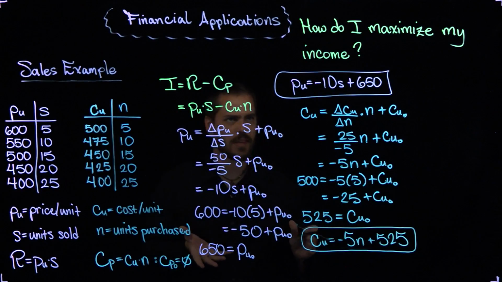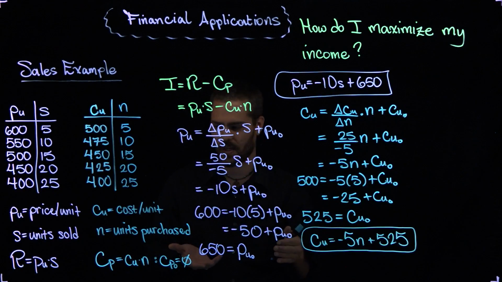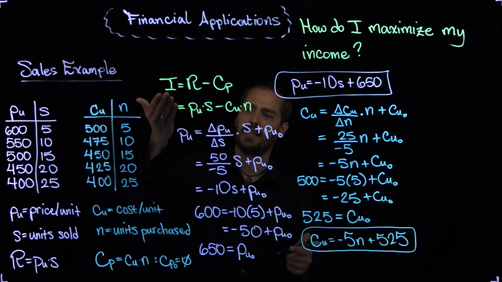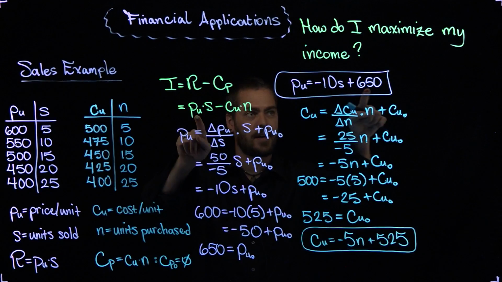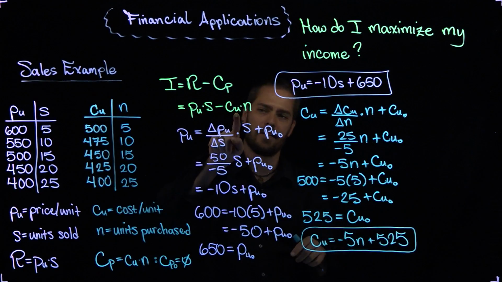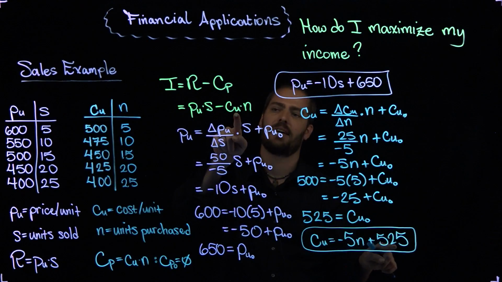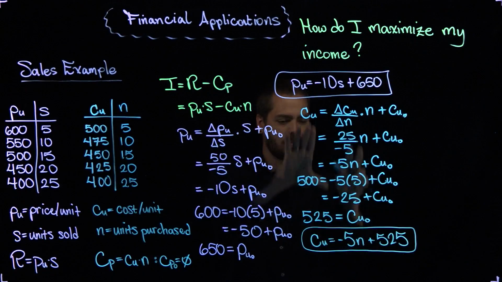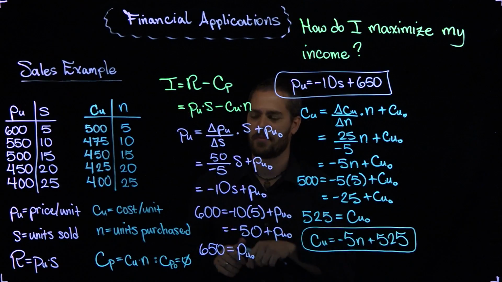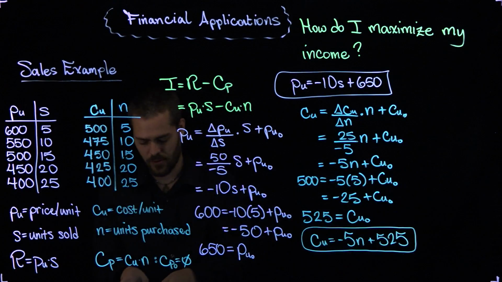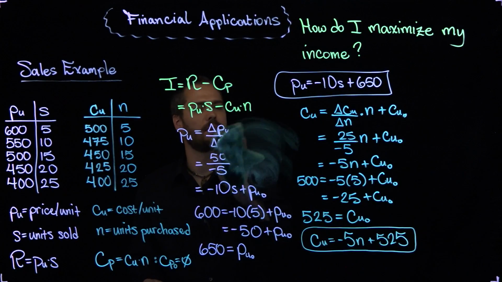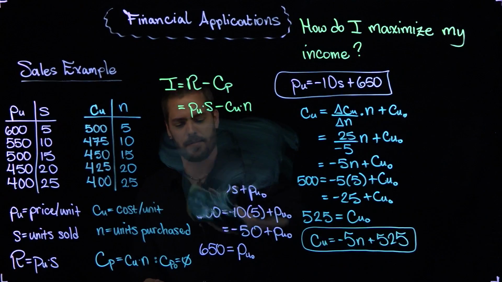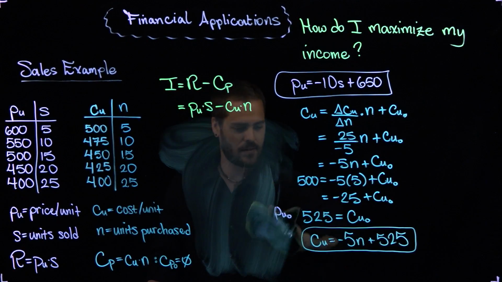Now, what am I going to do with all this? Well, I still want to define the income. Notice that I have a price per unit here. That's this entire equation. I have a cost per unit here. That's this entire equation. So let me take those two equations and plug them into my income formula or definition. And I'm going to need to erase a few things to make some space to do that.